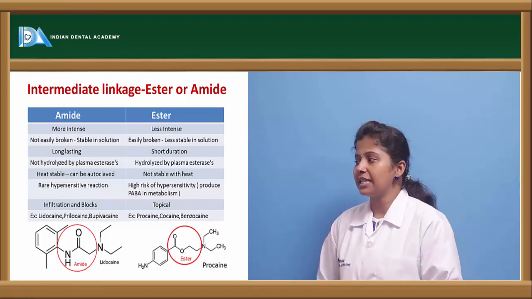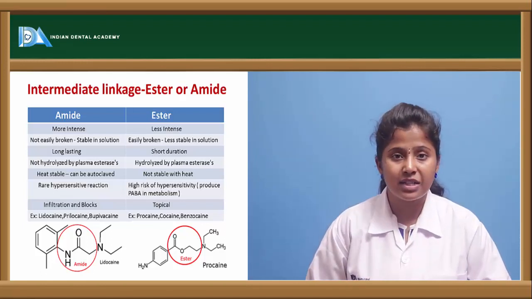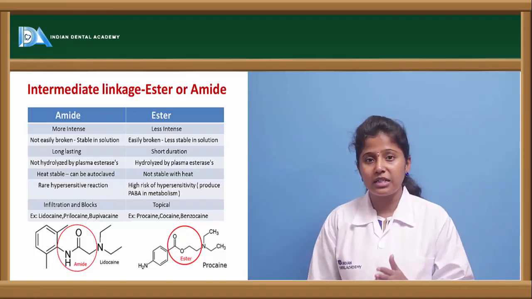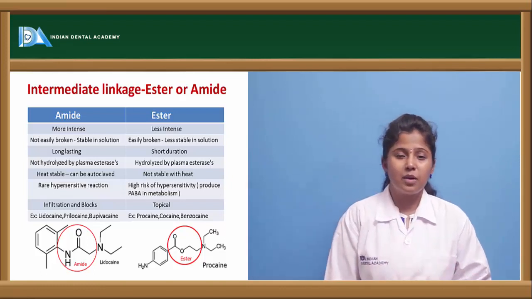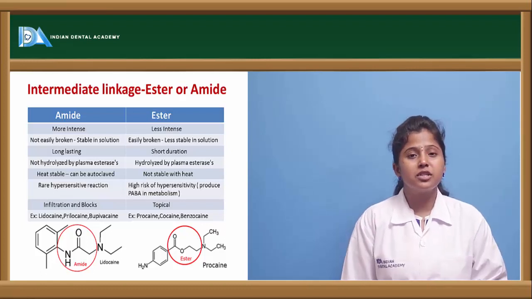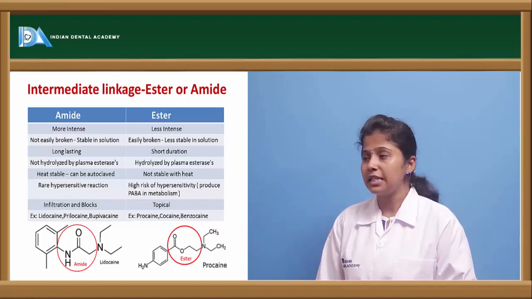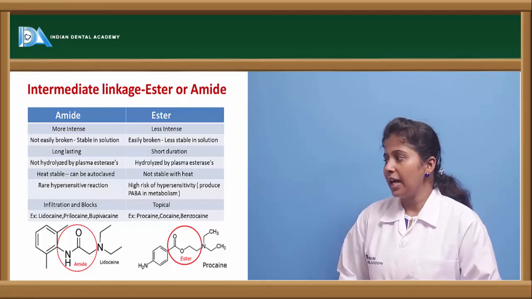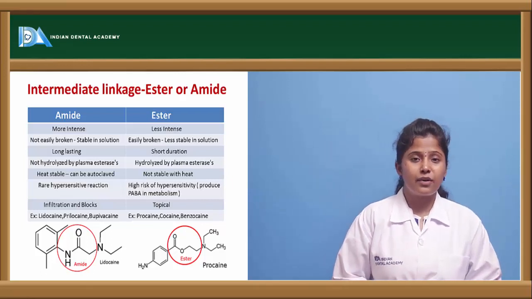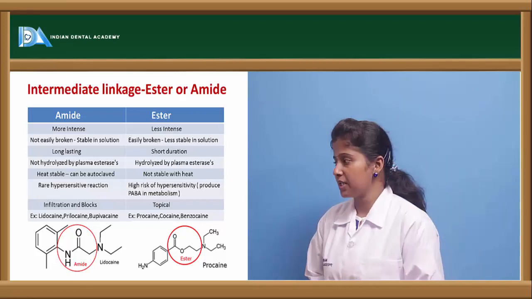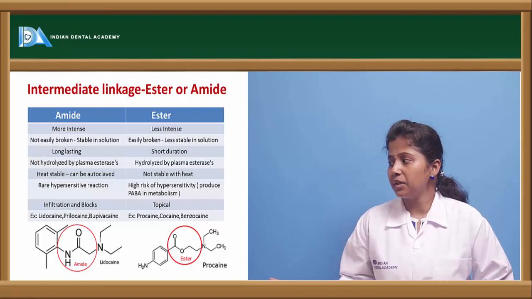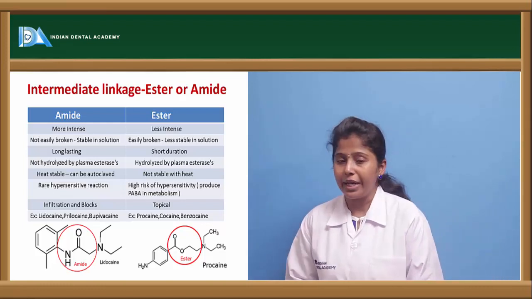The ester-containing anesthetics are less potent than the amide-containing local anesthetics, and they are easily breakable, so they are not stable and have a short duration of action. They can be easily hydrolyzed by the plasma esterases, and they are not stable with heat, so they can't be autoclaved. Some other sterilization procedures have to be followed to sterilize these ester-containing local anesthetics, and they have a high risk of hypersensitivity reactions. So we have to take care while administering them in order to prevent these reactions, and they are applied topically. The examples under this category are procaine, cocaine, and benzocaine.